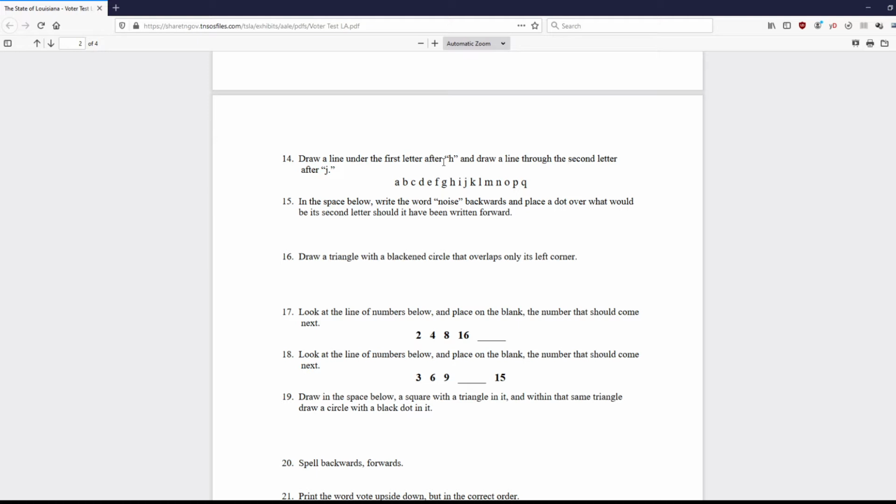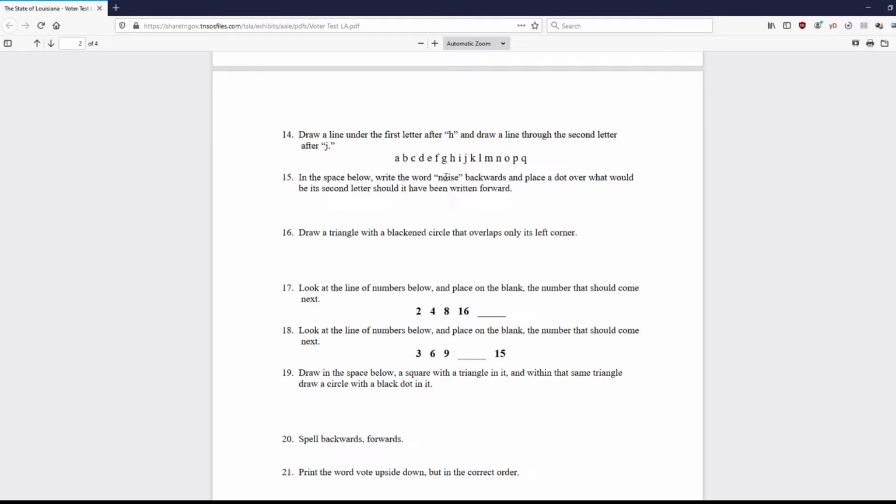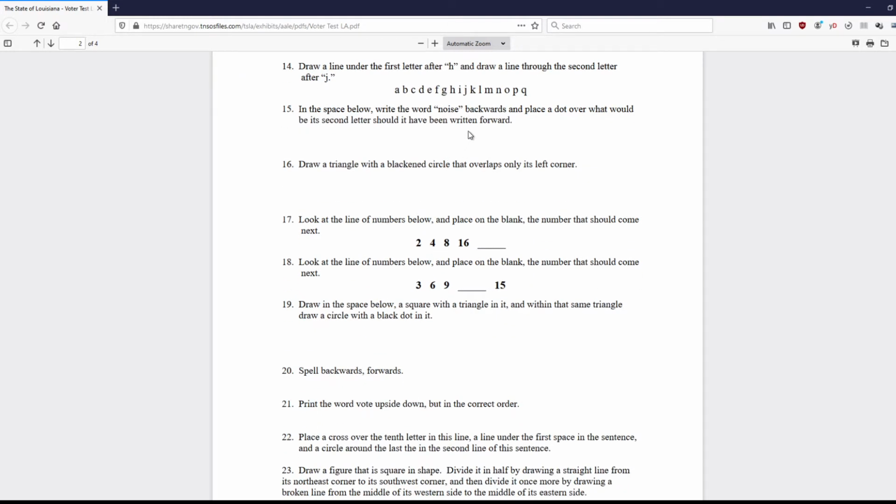Draw a line under the first letter after H and draw a line through the second letter after J. Okay, under, so that's I, and the second letter after J, so that's L. All right, done. In the space below, write the word noise backwards and place a dot over what would be its second letter had it been written forward. Okay. E-S-I-O-N, and it's O. I'm drawing a dot over the O, so it's the second letter from the backwards. That's what I'm doing. All right, got it.